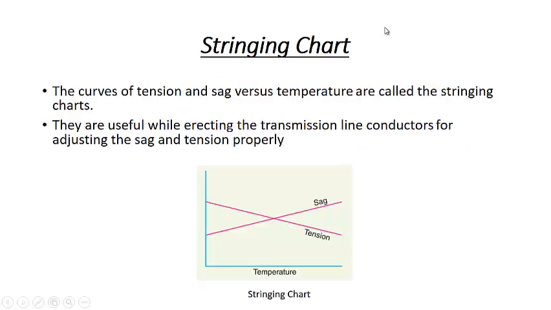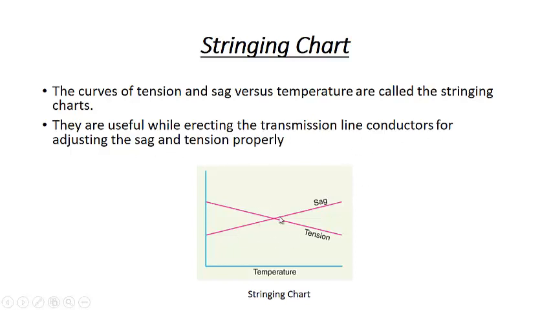Now one more thing is a stringing chart. This is also an important chart regarding the sag and tension. These are actually the curves of tension and sag versus temperature, and they will tell you how the sag and tension will change as the temperature changes. Because when temperature changes, the conductor elongates, sag will increase, and tension will decrease accordingly, and the tension and sag curves will change like this. So such a chart or graph of sag and tension with respect to temperature is known as a stringing chart. These are very useful while erecting the transmission line conductors for adjusting the sag and tension properly.